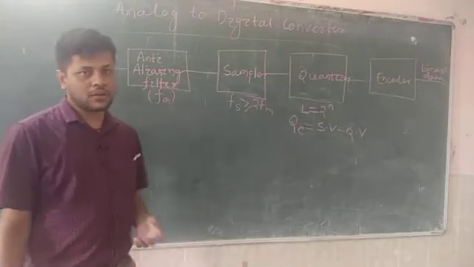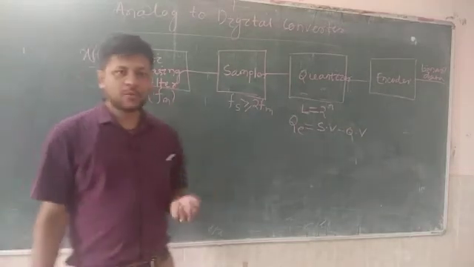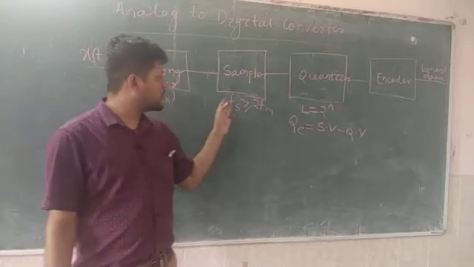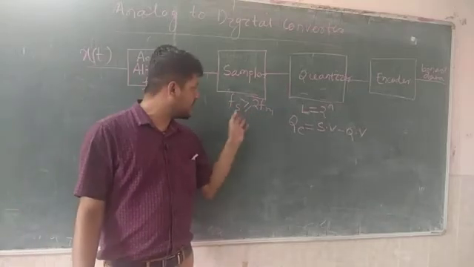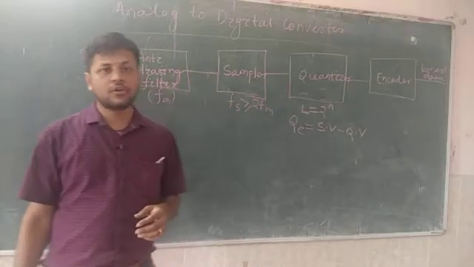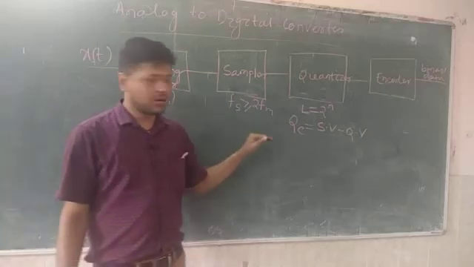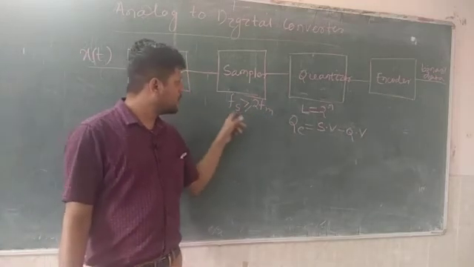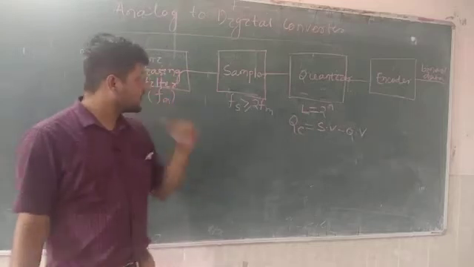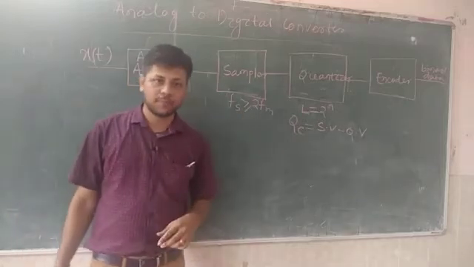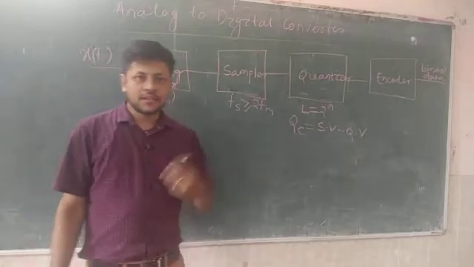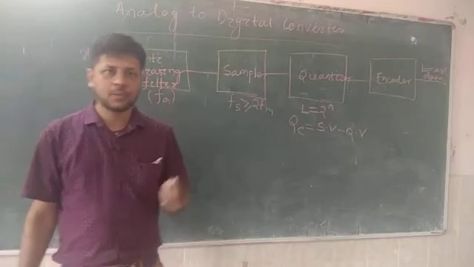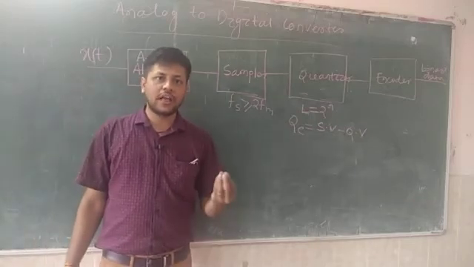Once you know the maximum frequency, we sample the signal with a rate that must be greater than or equal to twice the message frequency, that is, the maximum frequency. So at least we need to maintain the condition that fs must be greater than or equal to 2 fm. If fs equals 2 fm, that special case is known as the Nyquist rate. We have already solved some problems on how to calculate the Nyquist rate.